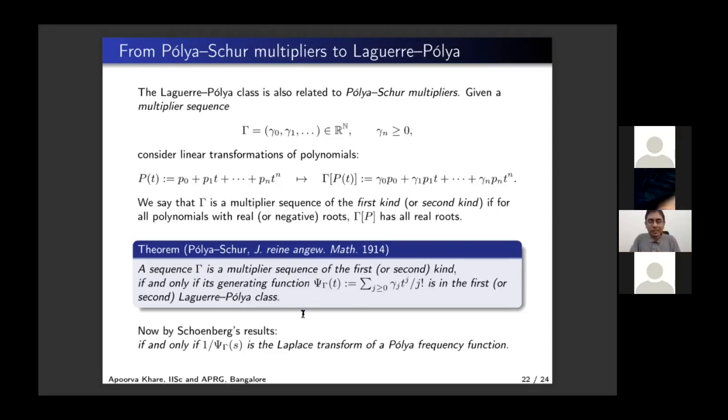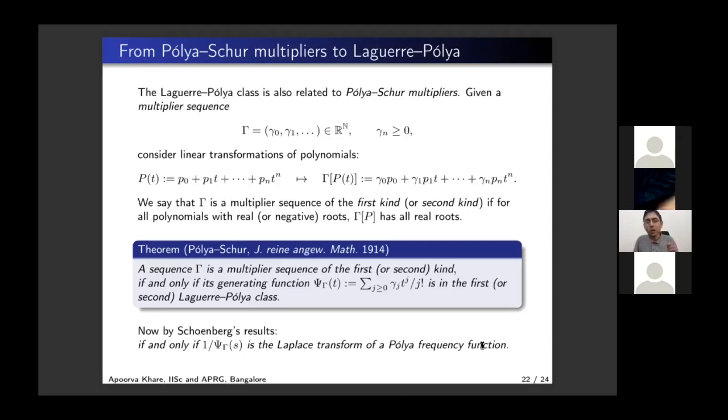Okay. Anyways, now by Schoenberg's results, if this is in the first or second Laguerre-Polya class, then the reciprocal of that is a Laplace transform of a Polya frequency function, if and only if. So the Laguerre-Polya class really connects to all these things. It connects to Polya-Schur multiplier sequences, it connects to Polya frequency functions, it connects to the Riemann hypothesis, and these are all 1920s, 1930s, or at most, this one was 1950s.